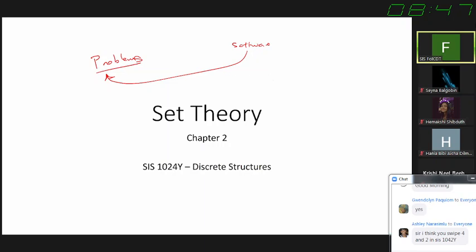Okay, right. So whenever you're talking about software, they are meant to solve problems, and problems.